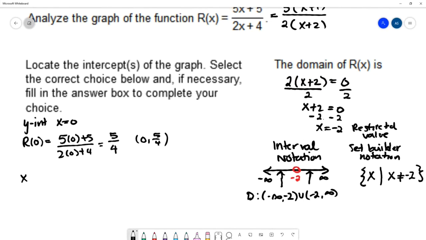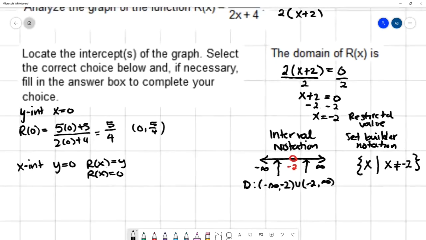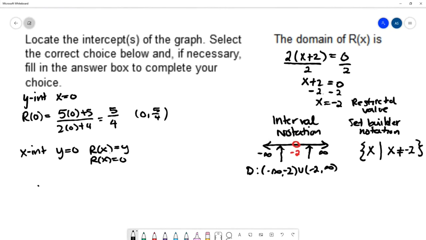Then I want to find the x-intercept. To find the x-intercept, I'm going to let y equal 0. And we don't have a y in the equation because we're using function notation. So we have to keep in mind that r of x is the same thing as y. So we're going to set r of x equals 0. That's going to give us the equation 0 equals 5x plus 5 over 2x plus 4.